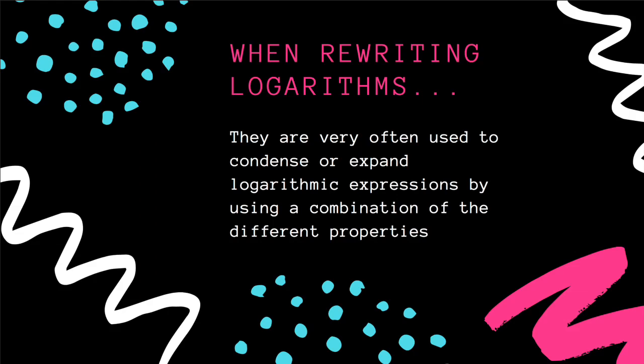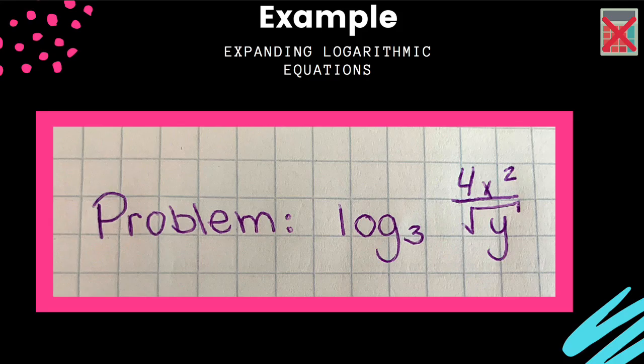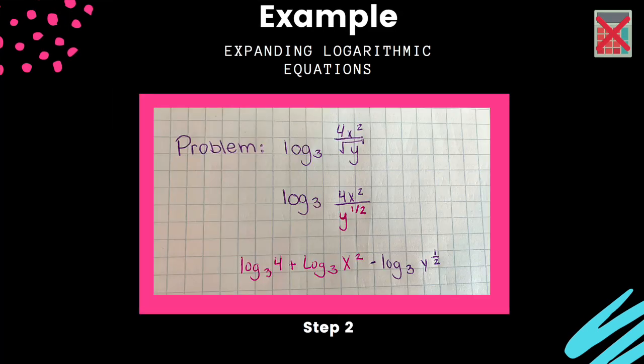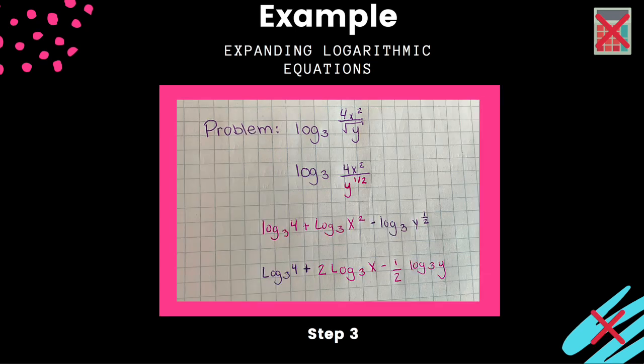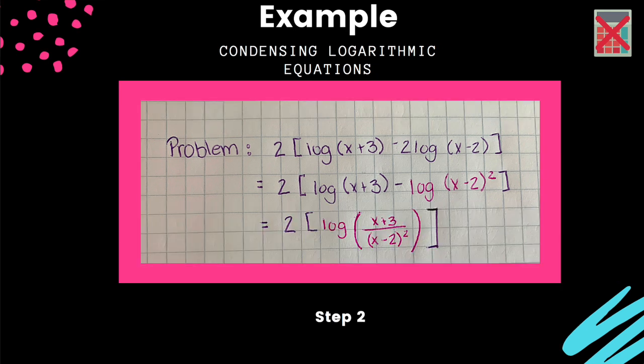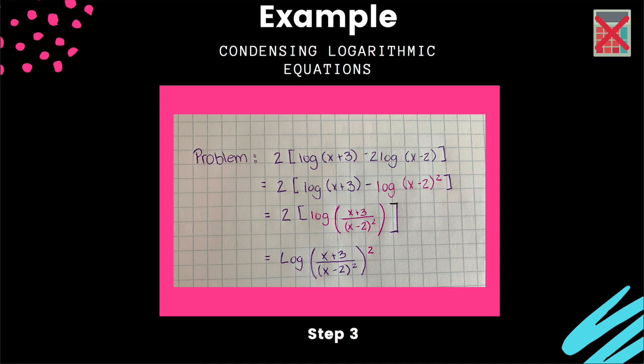Rewriting logarithms is commonly used to condense or expand logarithmic expressions by using a combination of different properties. In this example, we can see the expansion of a logarithmic equation. First, we do power property, then quotient property, and lastly, power property. In this second example, we can see the condensing of a logarithmic equation, where first using power property, then quotient property, and lastly power property.